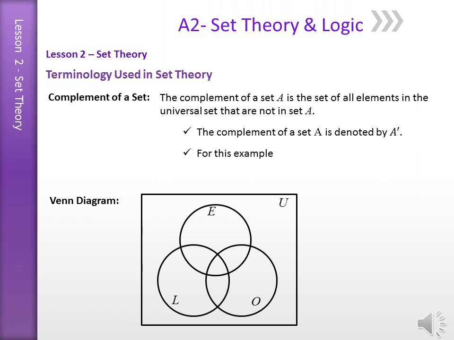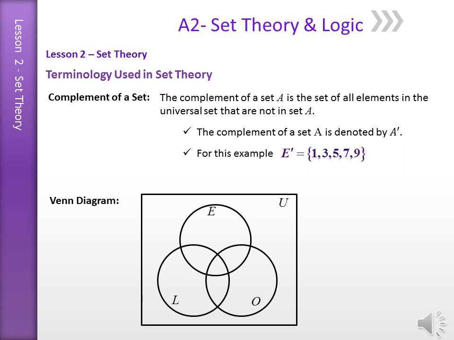Complement of a set. The complement of a set A is the set of all elements in the universal set that are not in set A. The complement of a set A is denoted by A prime. For this example, the complement of E, which is the even numbers, would in fact be the odd numbers. So E prime equals the set of 1, 3, 5, 7, and 9.